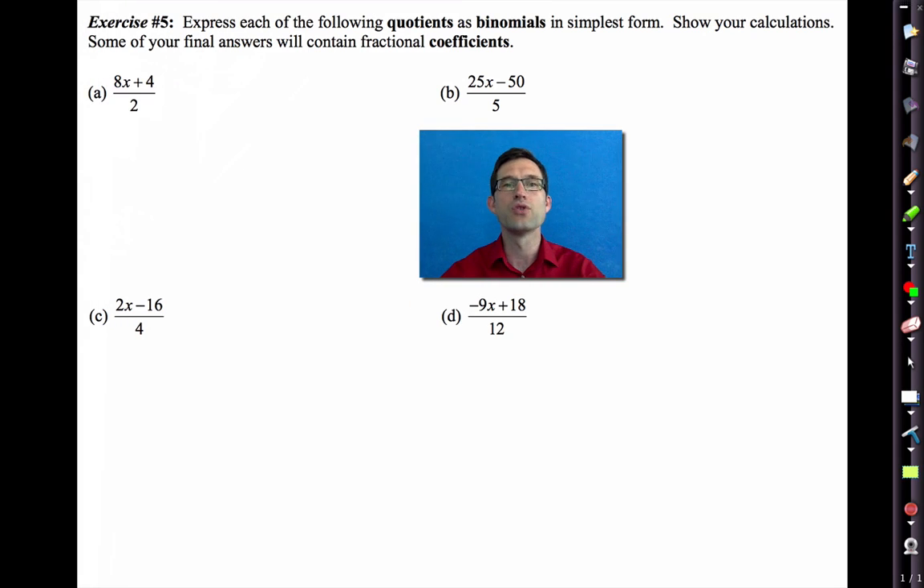Express each of the following quotients as binomials in simplest form. Show your calculations. Some of your final answers will contain fractional coefficients. A coefficient is simply a number that multiplies a variable. Okay? So let's take a look.